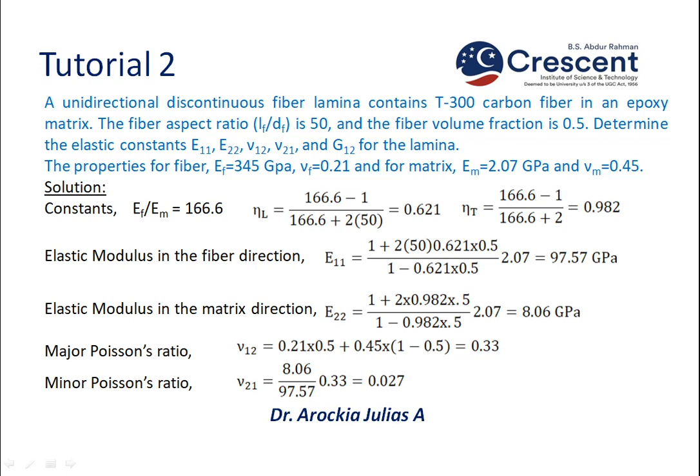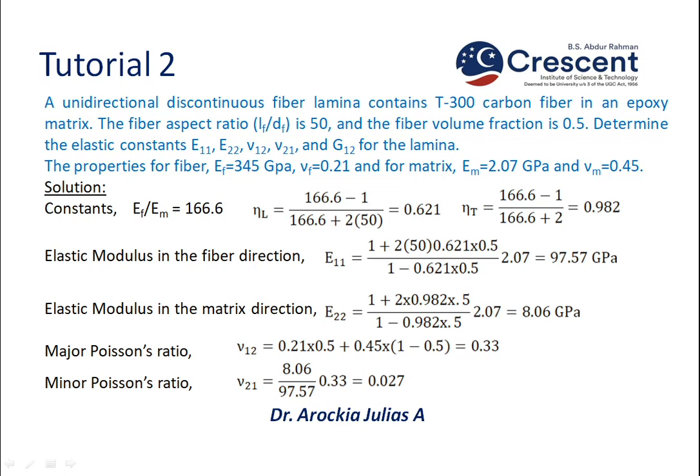Now we find neta L. So neta L equal to (EF by EM minus 1) divided by (EF by EM plus 2 into LF by DF). So we are substituting the values, 166.6 minus 1 divided by 166.6 plus 2 into 50. So the value is 0.621. Similarly, neta T equal to (EF by EM minus 1) divided by (EF by EM plus 2). So we are substituting the values, 166.6 minus 1 divided by 166.6 plus 2. So it is 0.982.